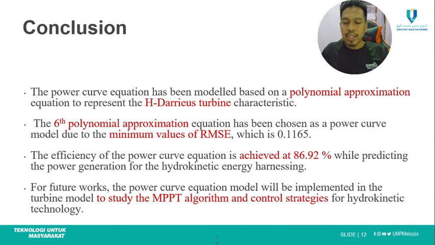Okay, for conclusion, in this research, we have proposed the power curve equation model based on the polynomial approximation equation to represent the H-Darrieus turbine characteristic. The sixth polynomial approximation equation has been chosen due to the minimum value of RMSE. Then the efficiency of the power curve equation model achieved 86.92% compared to the benchmarking model.